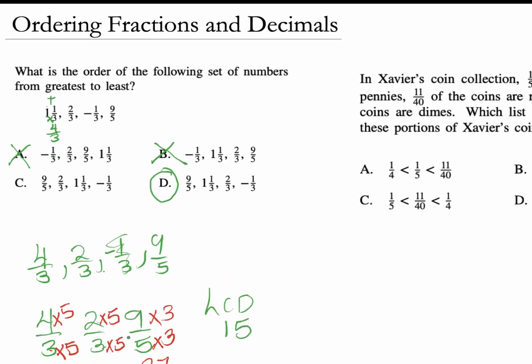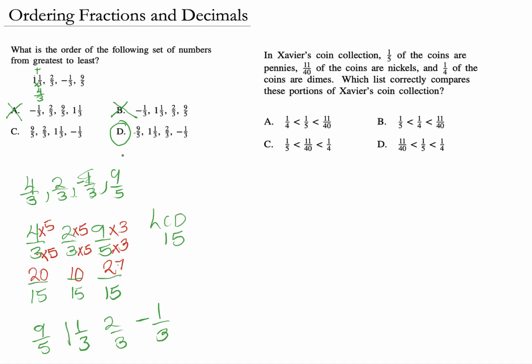So notice we got the 9/5. Both of them had that. And then once you figured out that the next one was the 20, which is the 4/3, and 4/3 was 1 and 1/3, you were done. You didn't even need to find the 2/3.